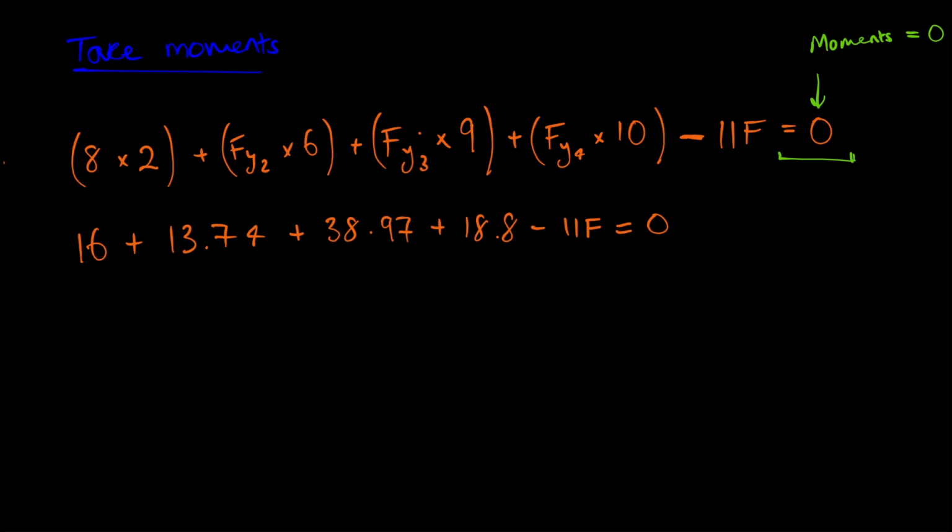Simplifying this, we can say 16 plus 13.74 plus 38.97 plus 18.8. So we get 87.51 equals 11F. And therefore we can say the force is equal to 87.51 divided by 11, which is 7.96 newtons.